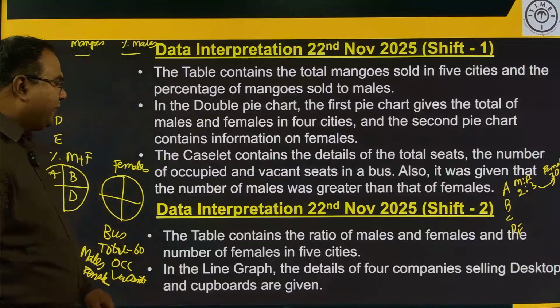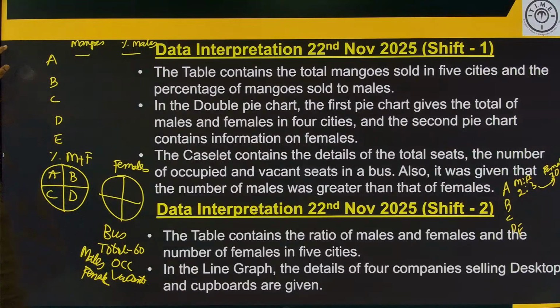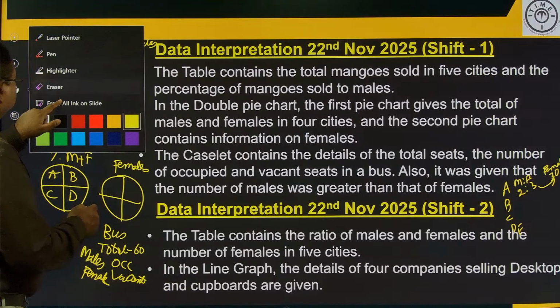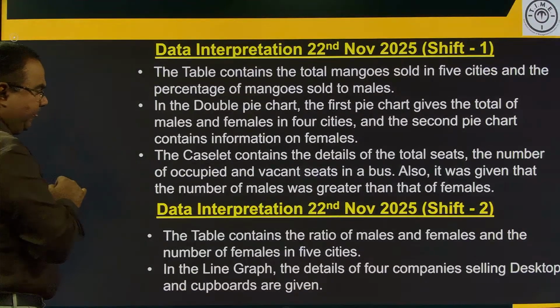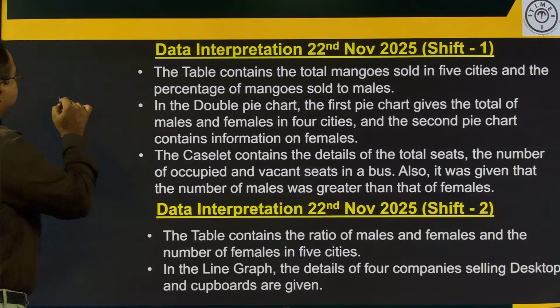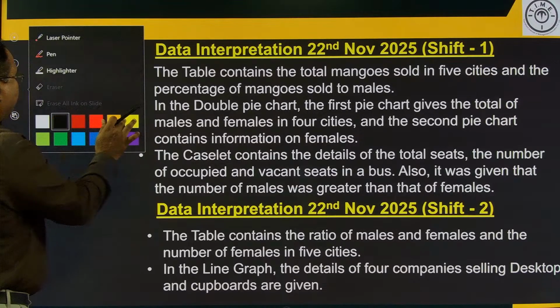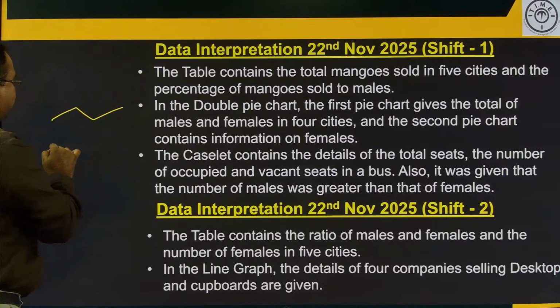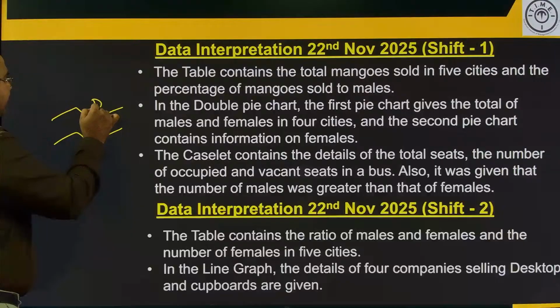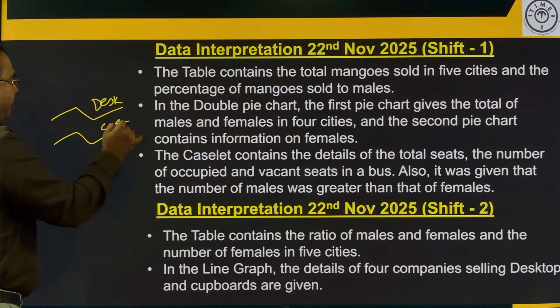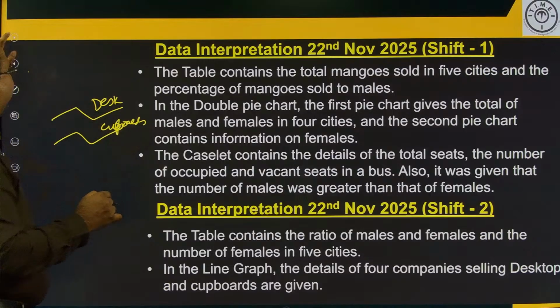Then the line graph contains details of 4 companies. It is a very simple, straightforward line graph. So we have got 2 lines there. One line is talking about sales of desktops, and another line was talking about sales of cupboards, right? This is about shift 2 data interpretation.